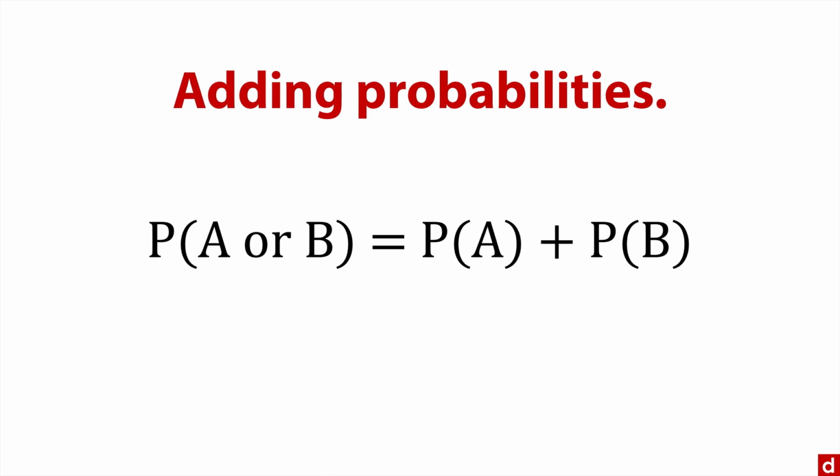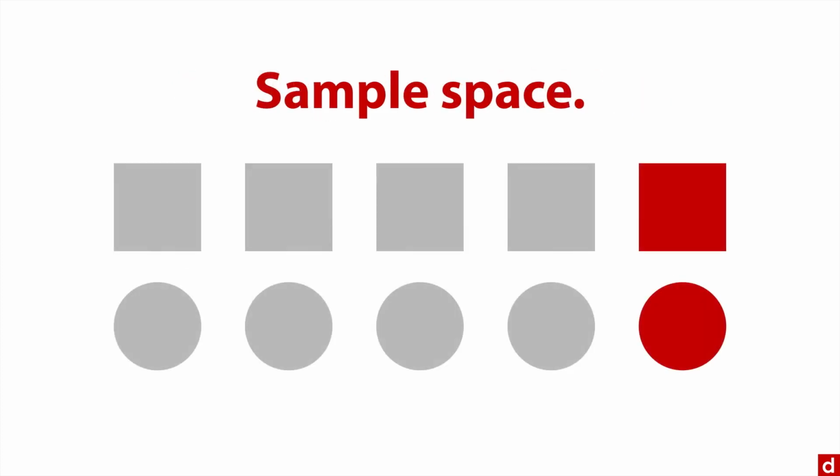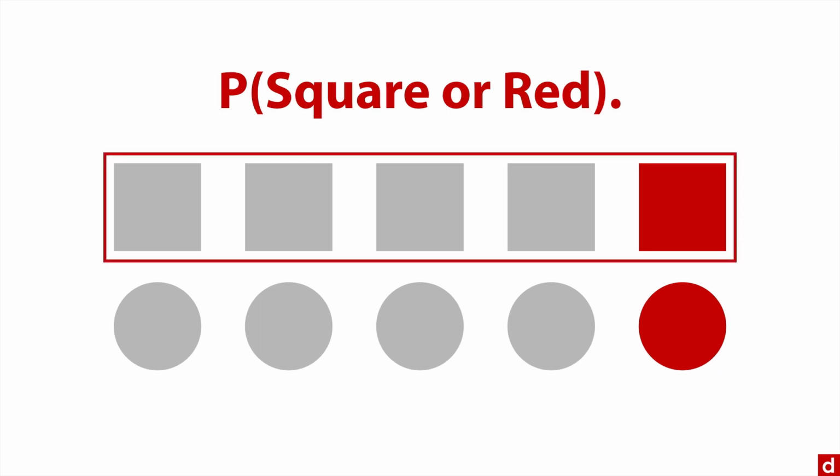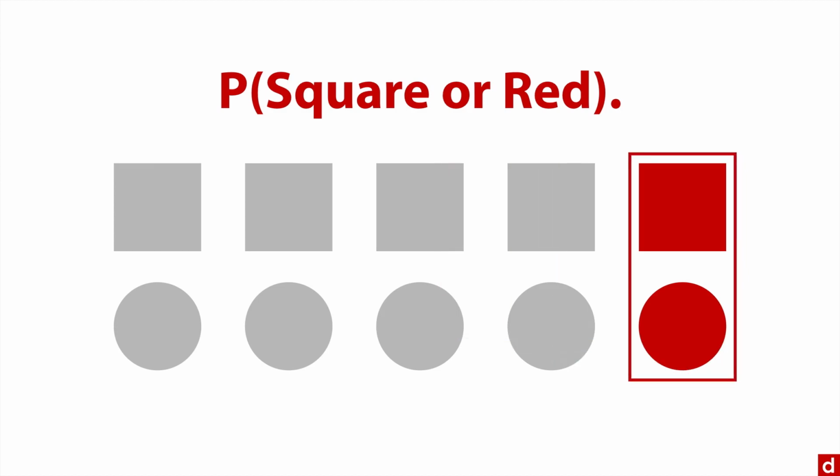But let's take a really easy example of this. I've created my super simple sample space. I have 10 shapes. I've got 5 squares on the top, 5 circles on the bottom. I've got a couple of red shapes on the right side. Let's say we want to find the probability of a square or a red shape. So we are adding the probabilities, but we have to adjust for the overlap between the two. Well, here are our squares on top. 5 out of the 10 are squares. And over here on the right, we have 2 red shapes, 2 out of 10.